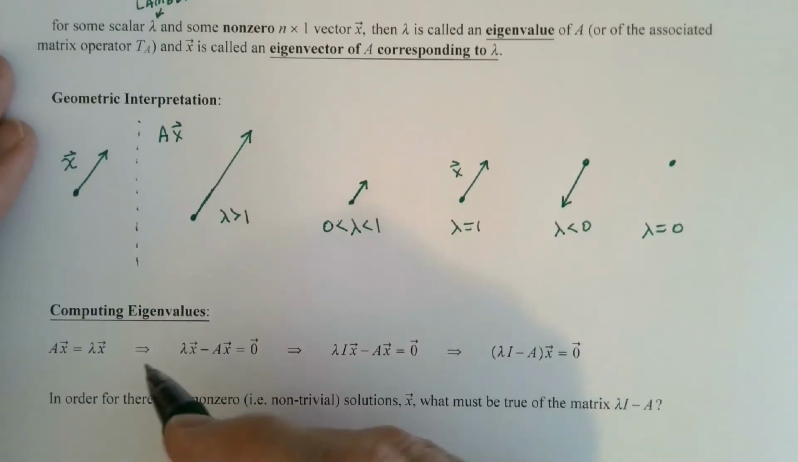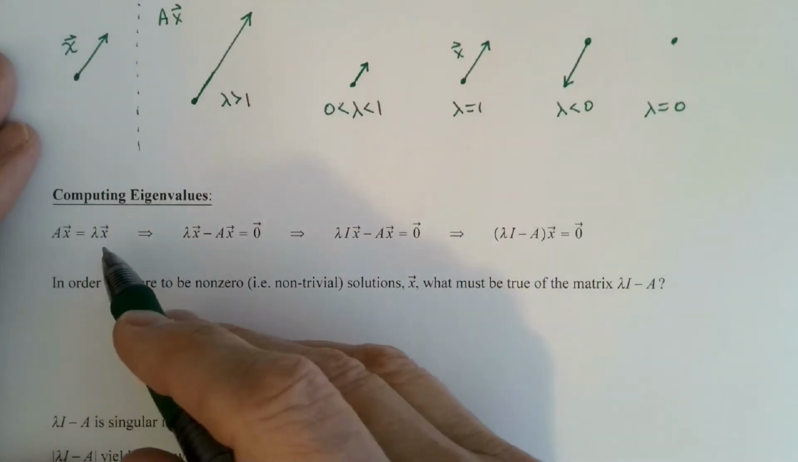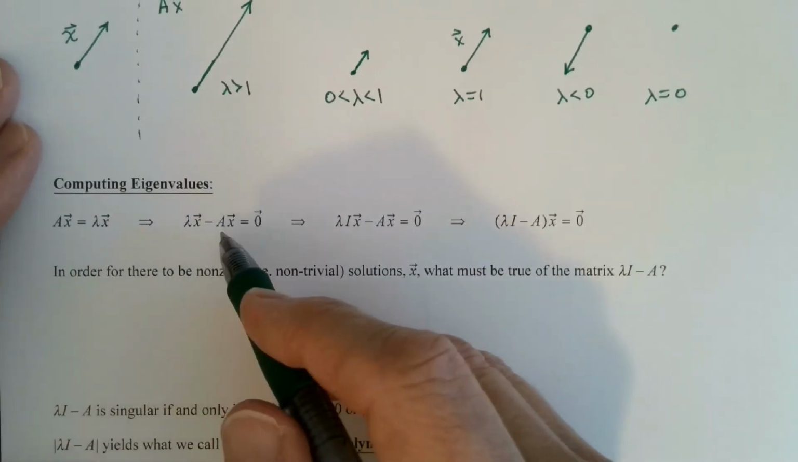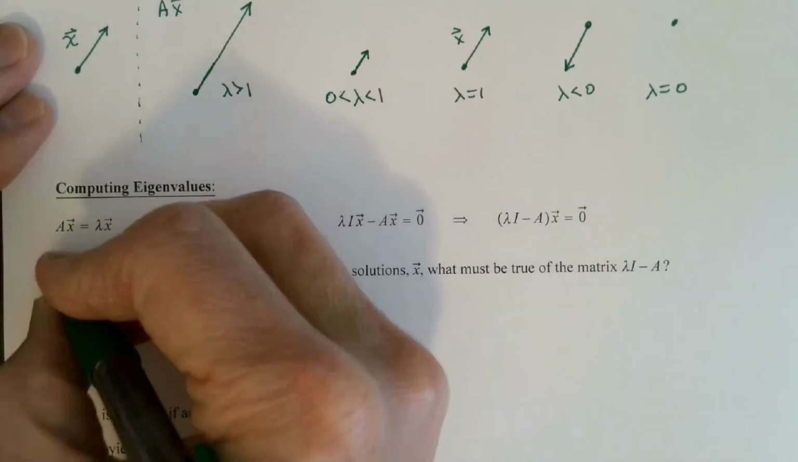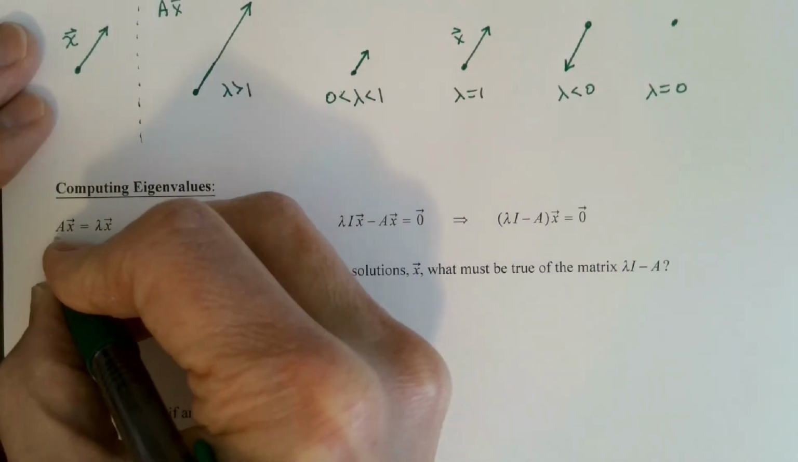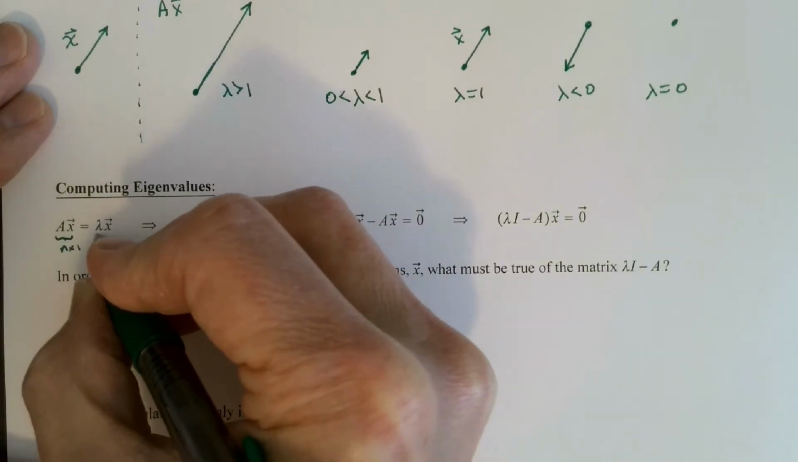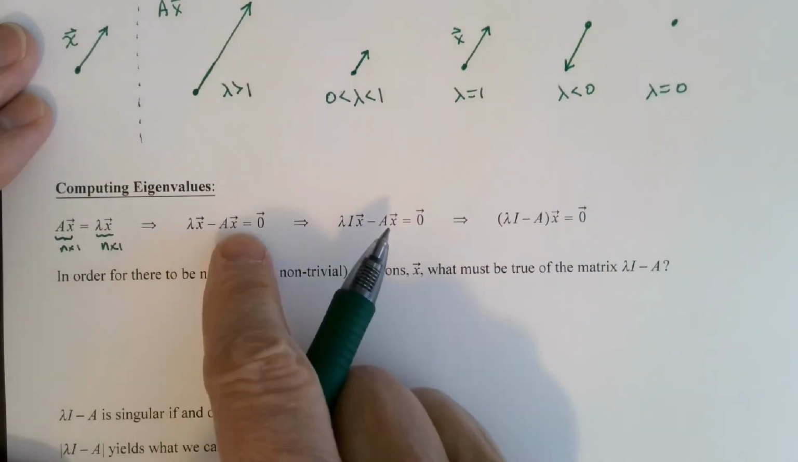So how do we compute eigenvalues? We start with our statement here, Ax equals lambda x. And what I want to do is subtract the matrix product Ax from both sides. Remember, A is n by n, x is n by 1, so this is n by 1. Any scalar multiple of an n by 1 is n by 1, so I'm subtracting two n by 1 vectors.